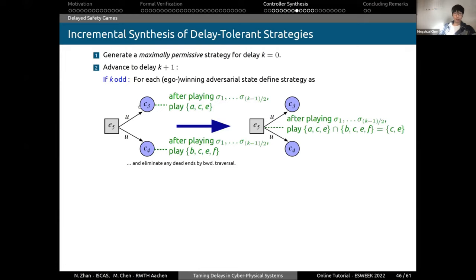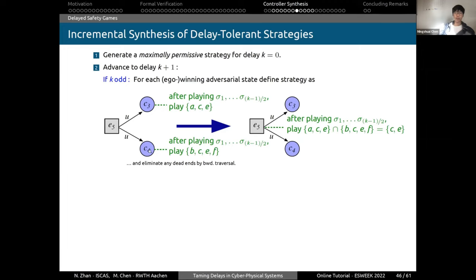Suppose we already have the winning strategy for delay k. In that case, this strategy is annotated to a controller state like this. So we know that at C3, we will play the strategy sigma one until sigma, let's say, (k minus one) divided by two. This is the history or the memory that the controller has. So after playing such a sequence of actions, the controller will play either A or C or E, right?